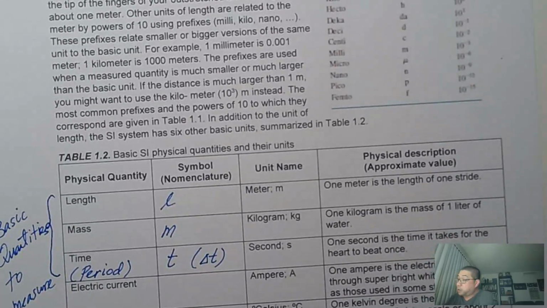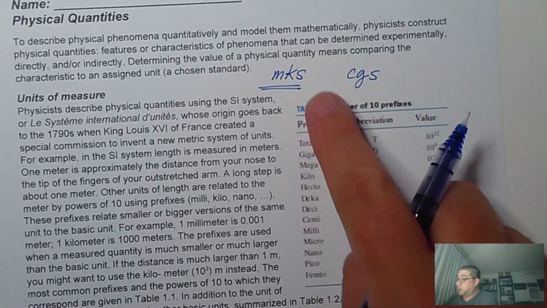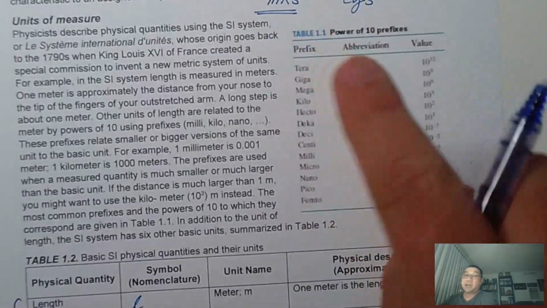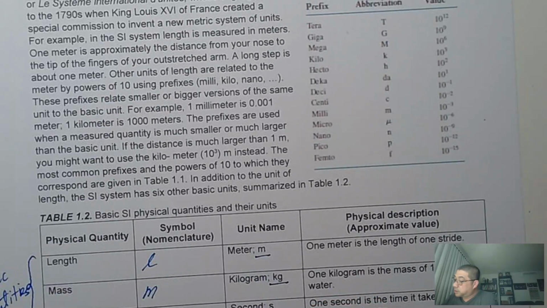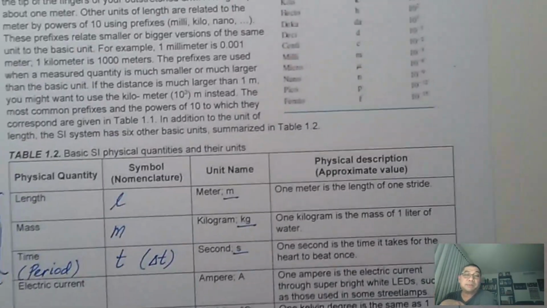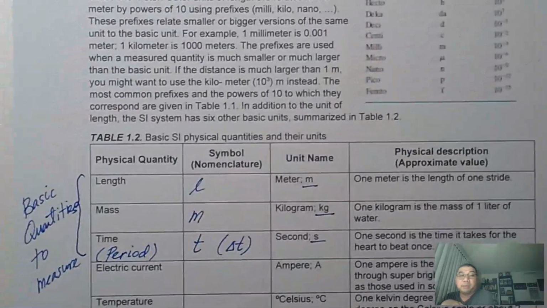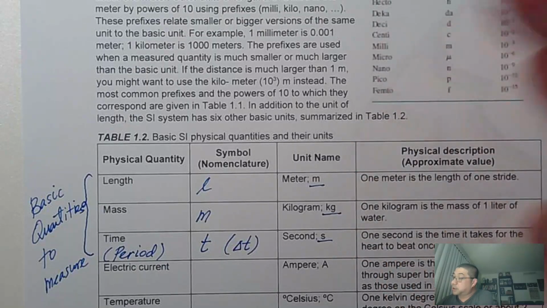So looking over again at MKS. MKS stands for meters, kilograms, and seconds. Meters, kilogram, second. That's MKS.